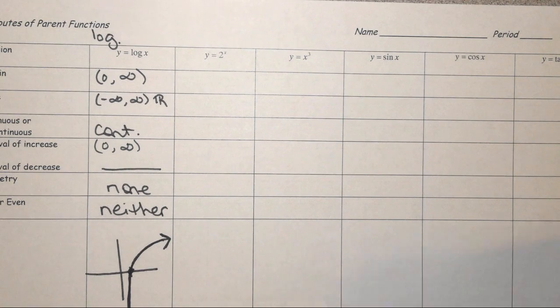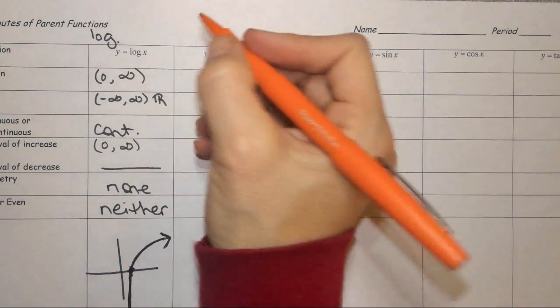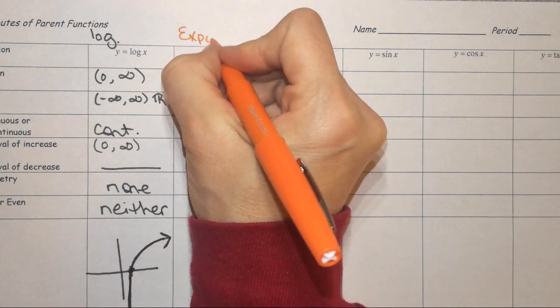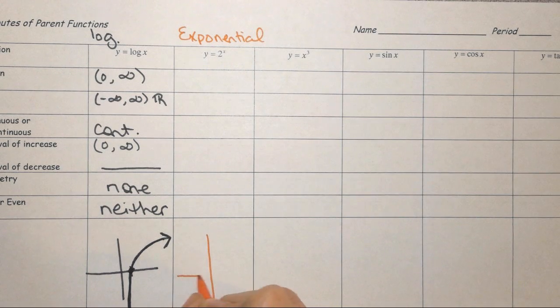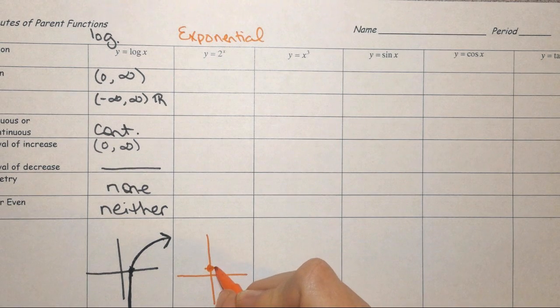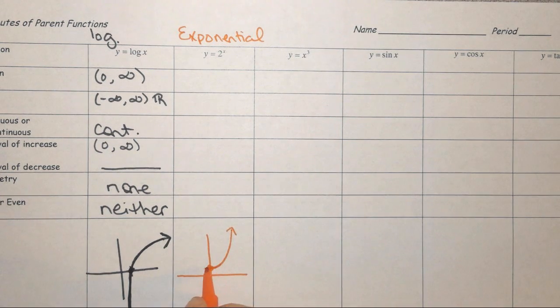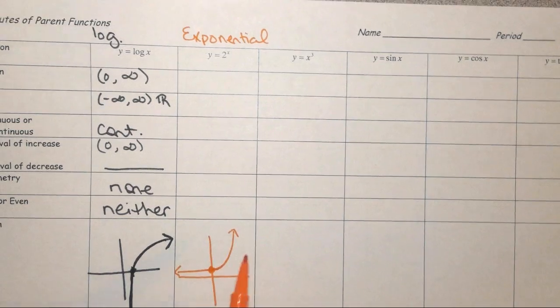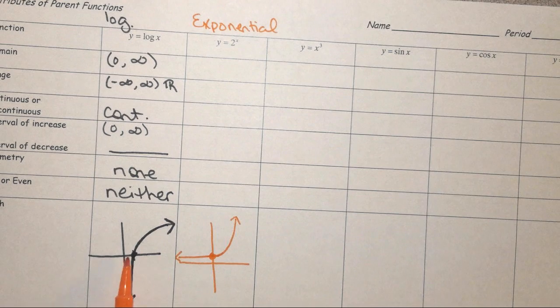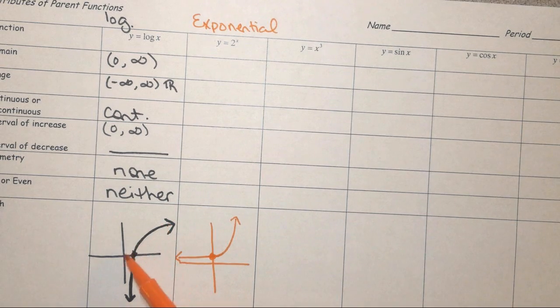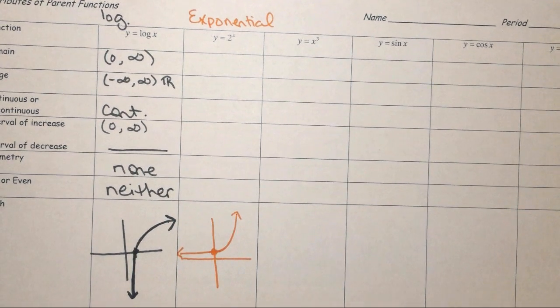Our next function is called our exponential function. For its graph, it's going to touch the y at 1, and it's going to go up, and then it's going to approach the x but never touch. So these are the opposite. Notice the exponential touches the y at 1, the log touches the x at 1. The exponential approaches the x but never touches it. The log approaches the y but never touches it. So if you know one, you know the other.